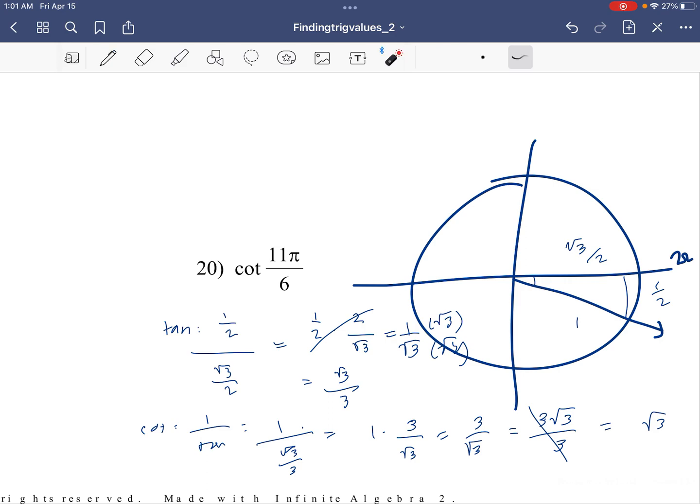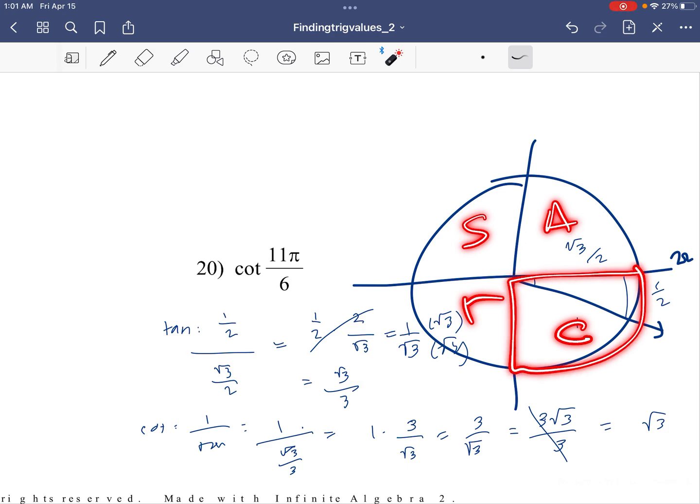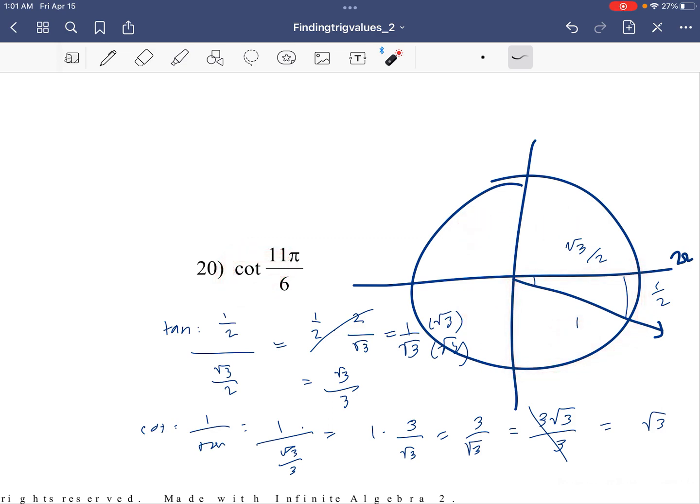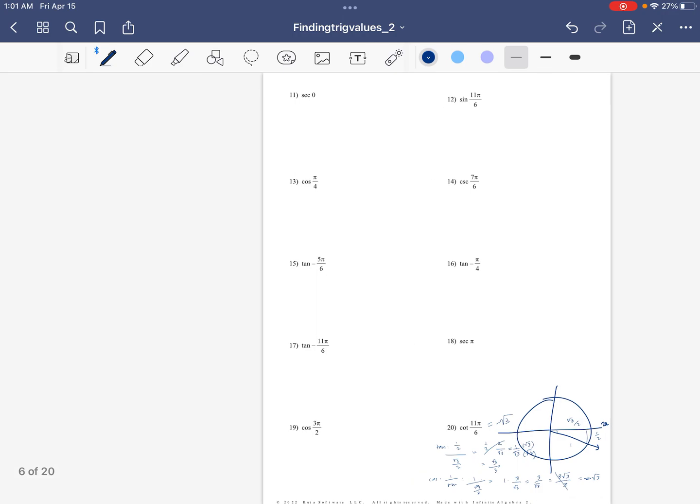And all students take calc, and calc is here. And cotangent is the reciprocal of tan. Tan is negative in this quadrant, so cotan is also negative. So the value for this is negative rad 3. And that is it.